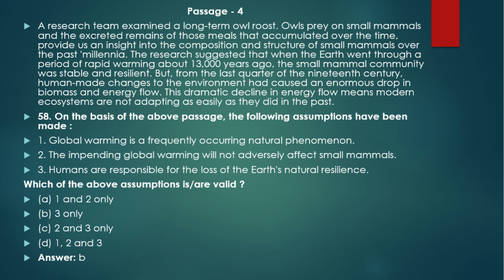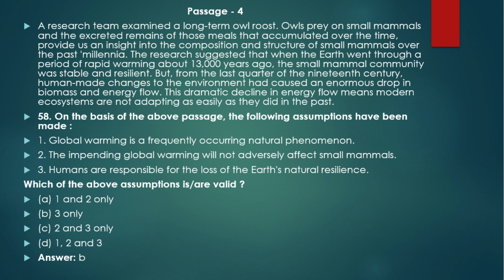But from the last quarter of the 19th century, human-made changes to the environment had caused an enormous drop in biomass and energy flow. This dramatic decline in energy flow means modern ecosystems are not adapting as easily as they did in the past.